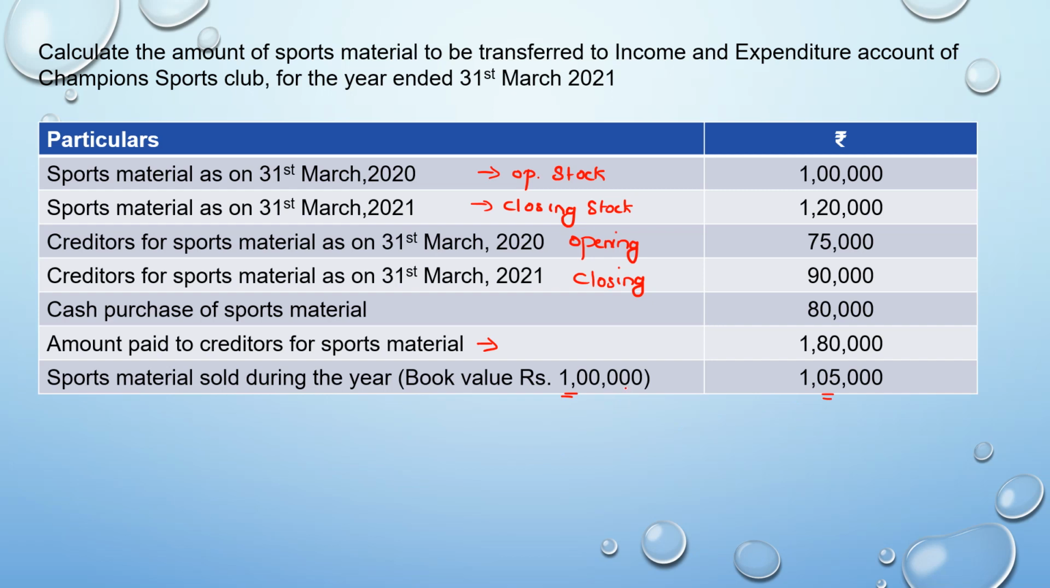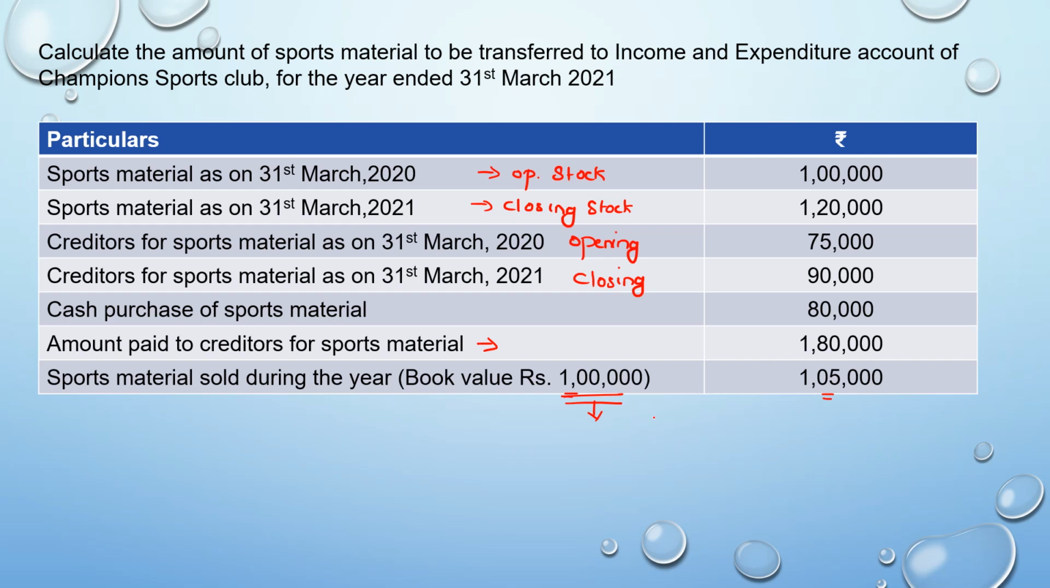Now, this is an additional item which I'll be explaining to you. When any sports material which has been there in the stock is sold, then we would be removing from that particular total amount the book value of the material which has been sold. You will not be taking this 1 lakh. You will be taking 1 lakh out. Then the remaining amount that you get would be the value of the material consumed.